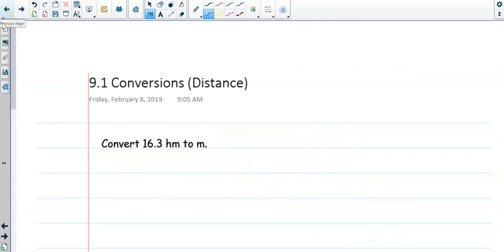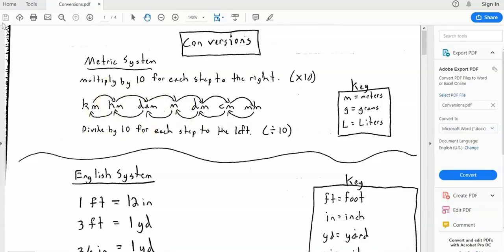So here, if we look at this, we are going from a hectometer to a meter. So this is all in the metric system. So if we go back to our notes, and look at those. That's what we're talking about up here. We want to take it from a hectometer to a meter. So that means we are going from a large unit to a small unit. So what operation are we going to use? We're going to be multiplying by 10. And that's all you need to do on this. Either multiply or divide.